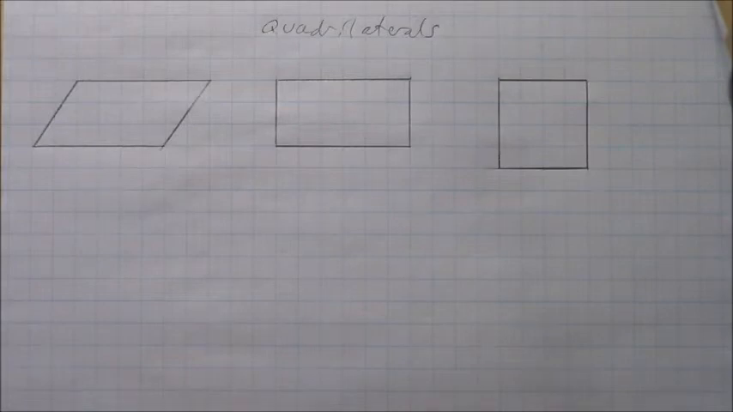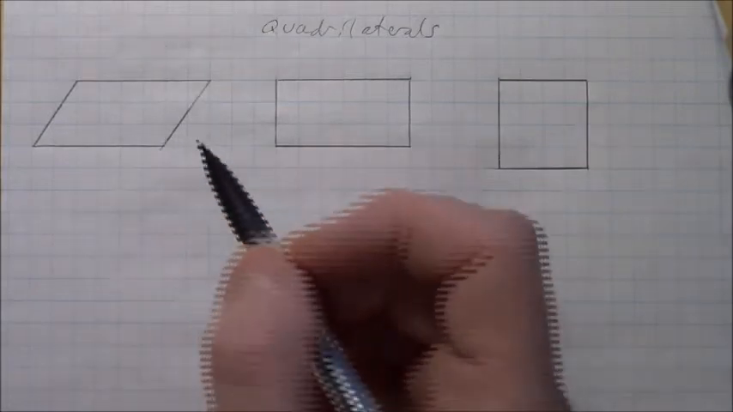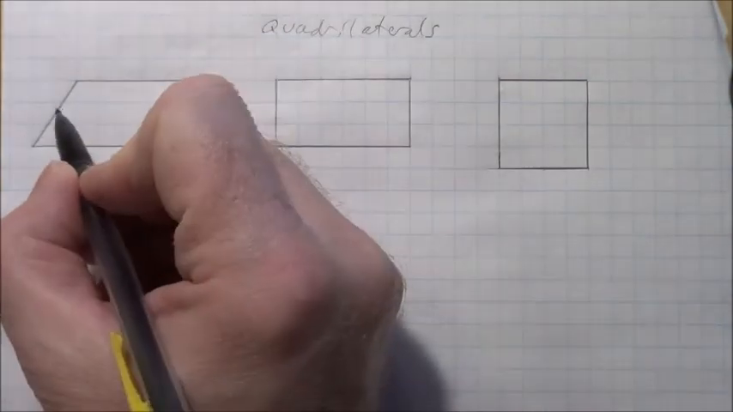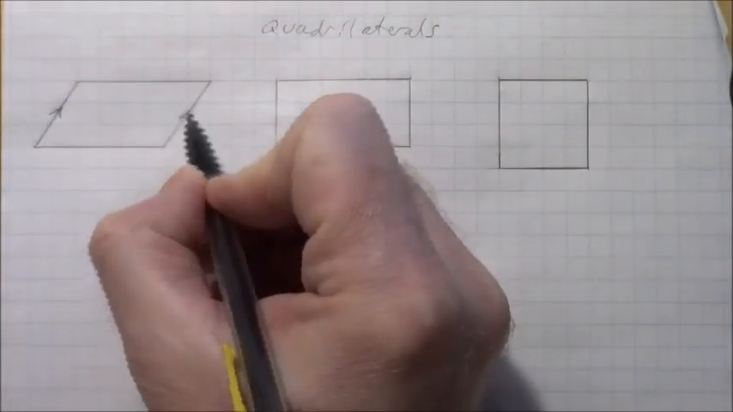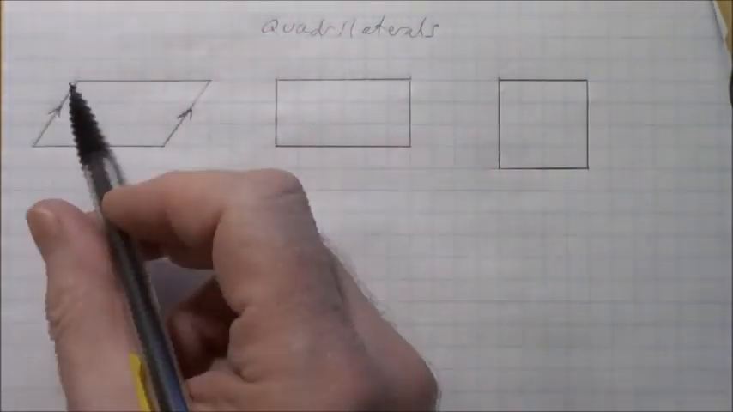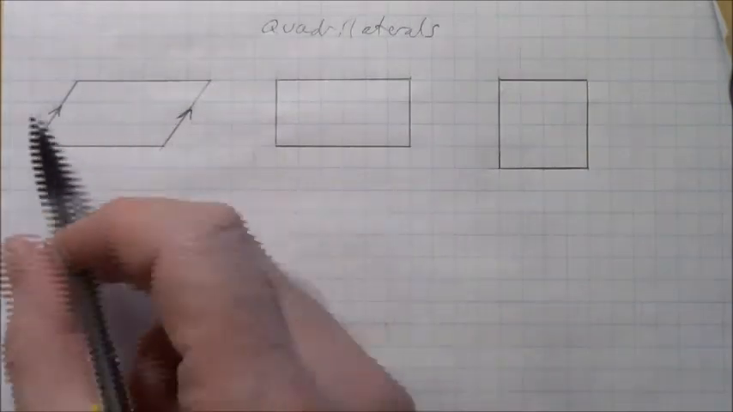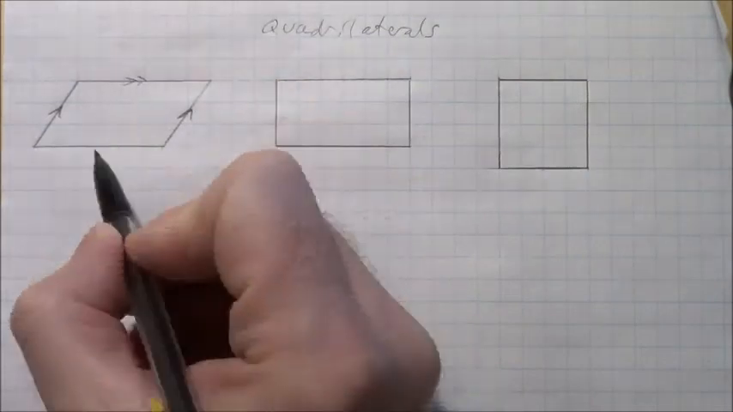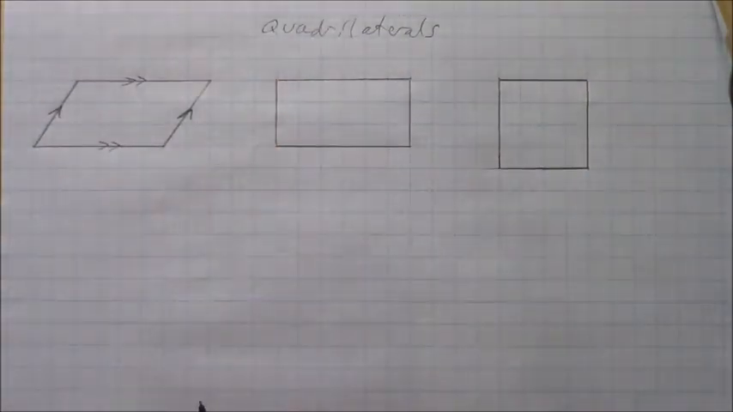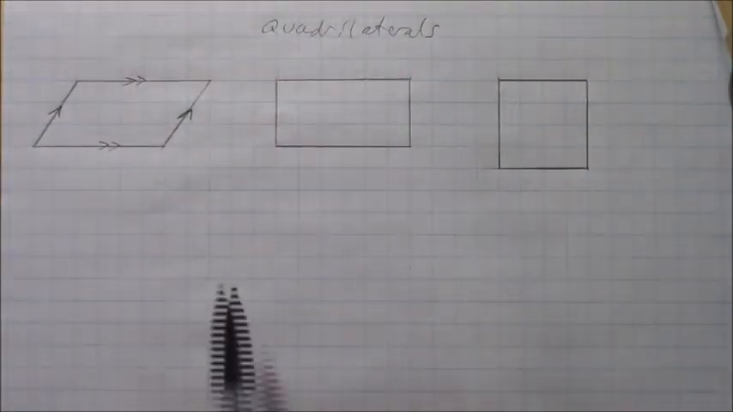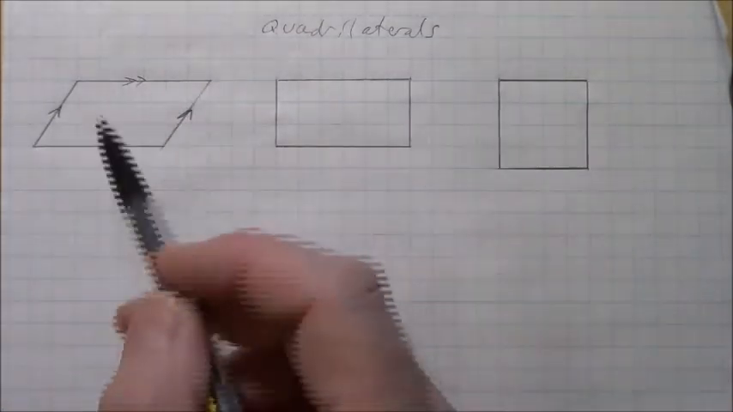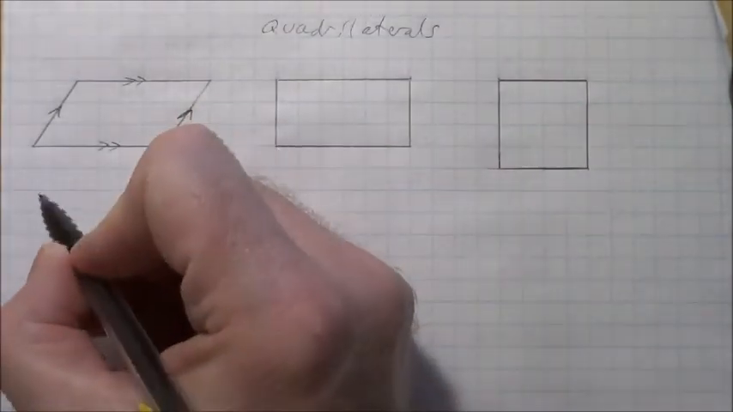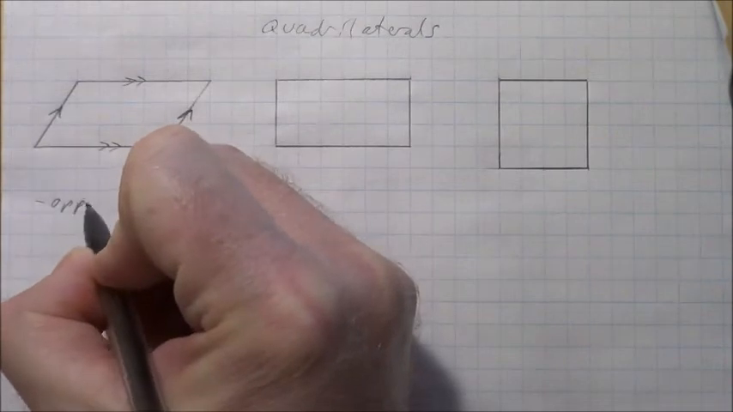So what I'm going to do is mark here. I'm not sure if this actually looks like this, but on this parallelogram we see that these two opposite sides are parallel, and these two opposite sides are parallel. And that brings to light one of the properties of parallelograms: opposite sides are parallel.